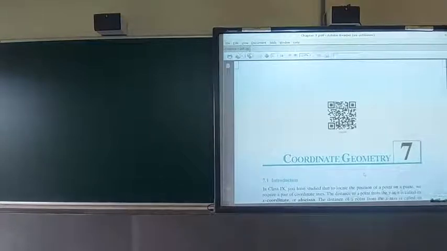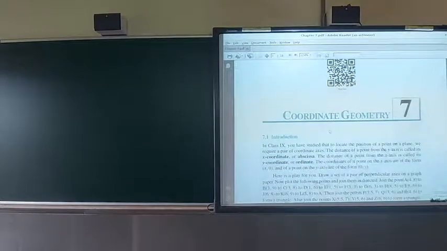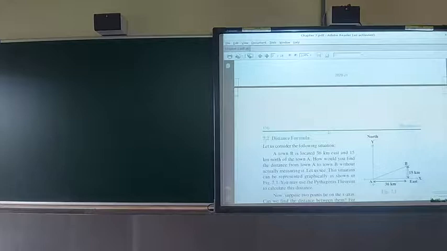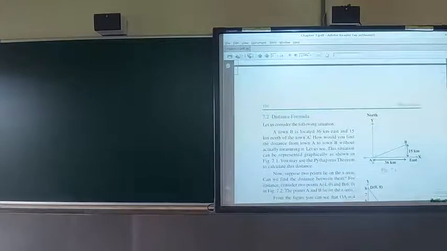I think you all already know about this chapter, what coordinate geometry is. We already studied it in class 9th also, where the graph was there. Now in this chapter some graphs are not there, but some calculations are there. See, the first topic is what? Distance formula. Now distance formula is basically what?